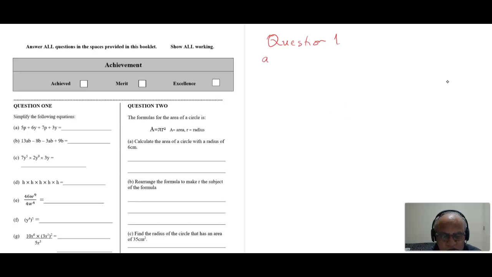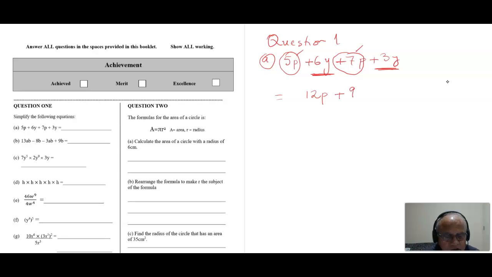Well, it's pretty straightforward simplification. I'll simply write the expression and then I'll go over the simplification very quickly. Well, this is how I do it. I've been doing it for quite some time. This is positive 5p, this is positive 7p, and this is positive 6y, this is positive 3y. So if I add these two, that'll give you 12p plus 9y.